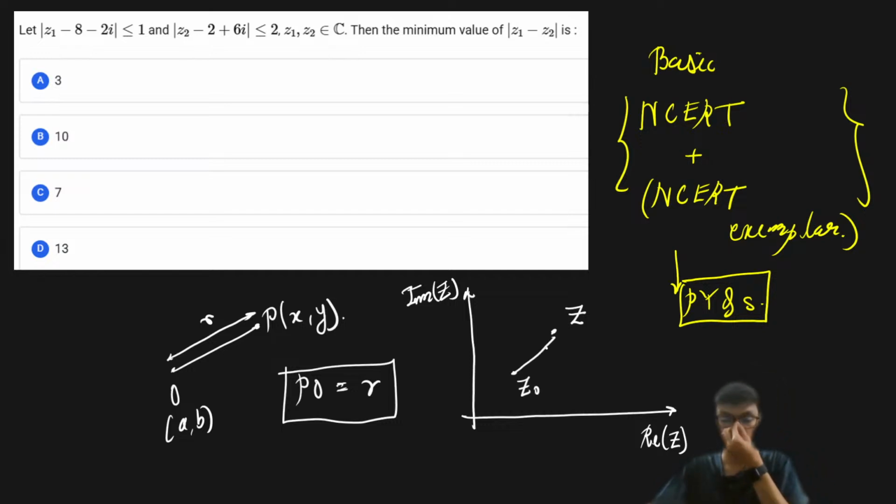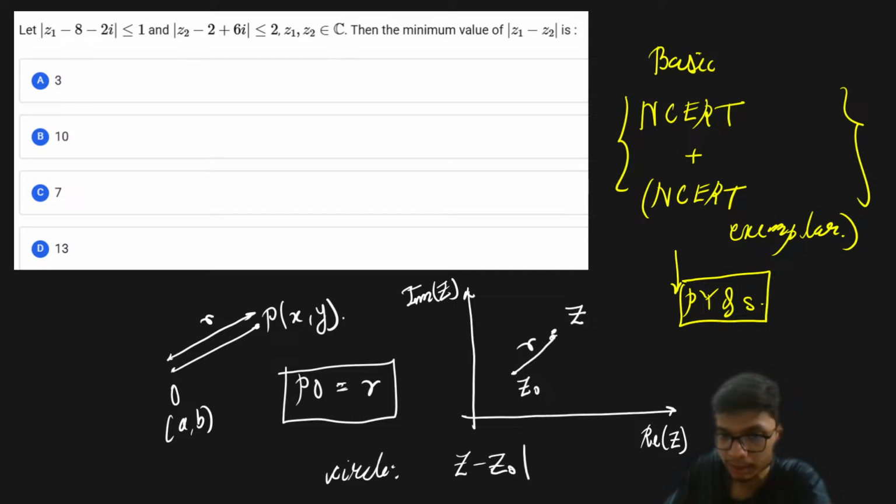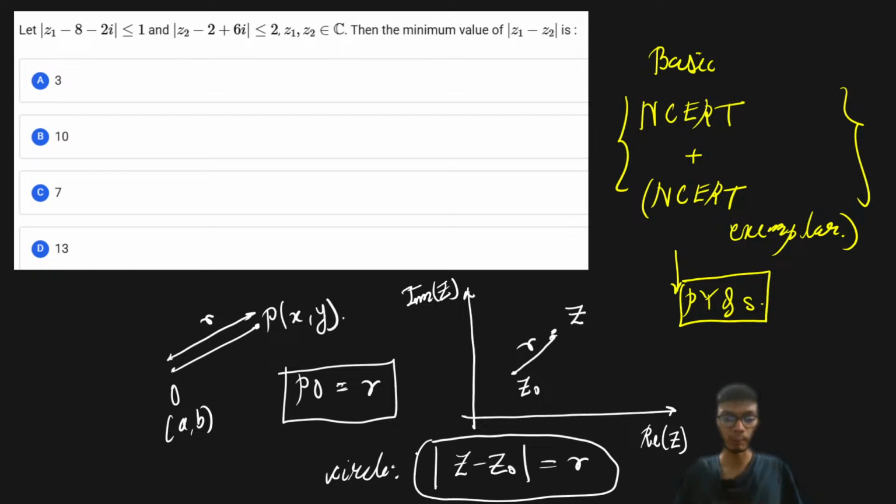If I plot any variable z with a fixed z naught, and I make this distance equal to some constant distance, that is called the radius of the circle, then the circle is written in terms of the complex number as mod of z minus z naught is equal to R. This mod denotes the magnitude of the length between two complex numbers, and complex numbers in the Argand plane are simply represented as points. All right, I hope this part is clear to all of you.